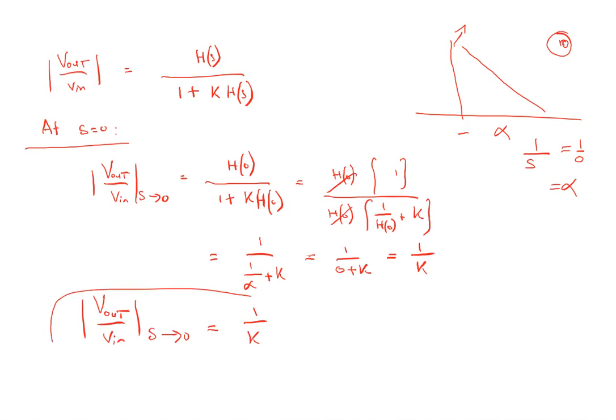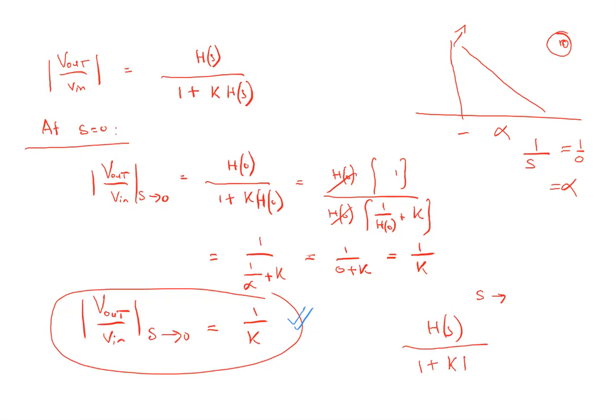That's why whenever the closed loop DC gain is given, we can approximate it as equal to 1 over the feedback gain. So we can do this. That's one thing. Second thing, at s which is equal to infinity, let me read it.